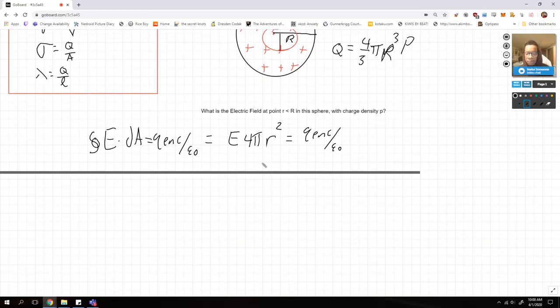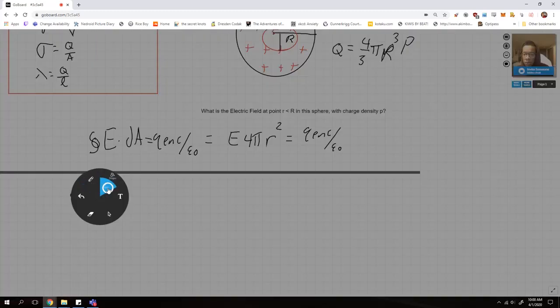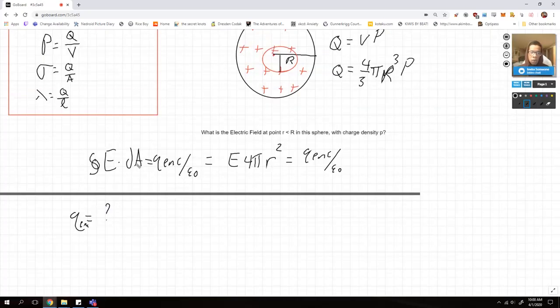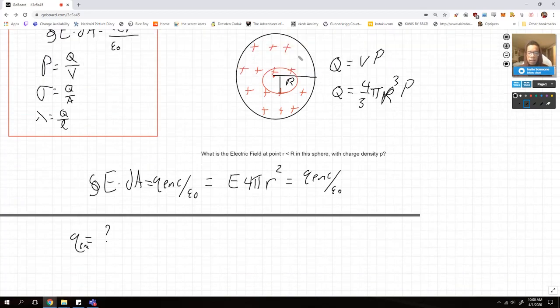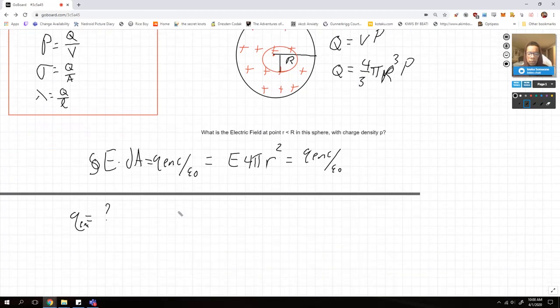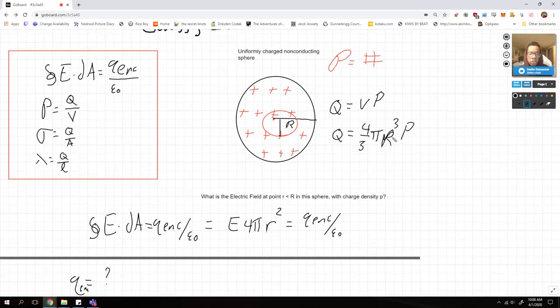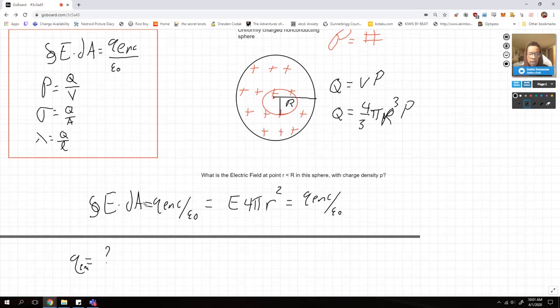So my next step is Q enclosed is equal to question mark. Now, like I said, if I take the ratio of my volumes, I will be able to figure out my Q enclosed. I'm going to take the ratio of the volumes, and then multiply it by this charge that I've solved for, and that will give me how much Q I've enclosed.